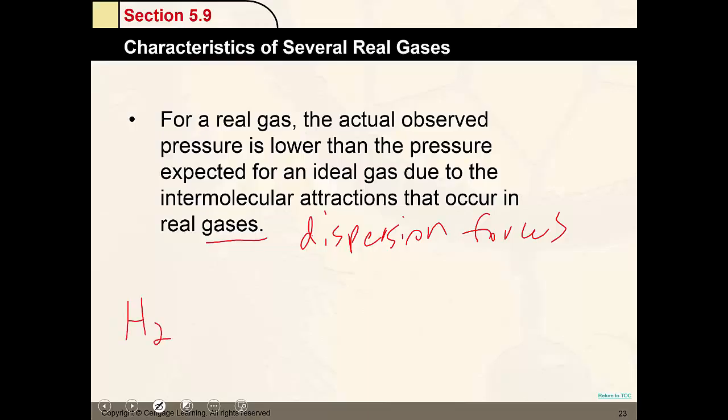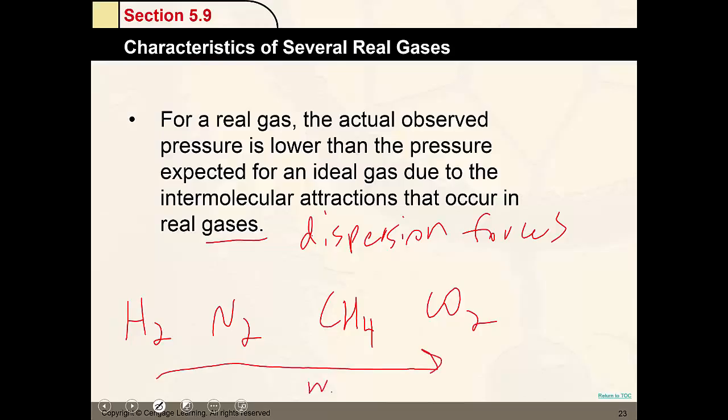So if we have these following gases, hydrogen, H2, nitrogen, N2, methane, CH4, and carbon dioxide, if we're going from left to right, the number of electrons increases, meaning as we're going from left to right here, there's more intermolecular forces, meaning larger dispersion forces. So that means, as we go from left to right, CO2 deviates much more from an ideal gas, it's more of a real gas, than is H2, since two molecules of H2 are less attracted to each other than two molecules of CO2.